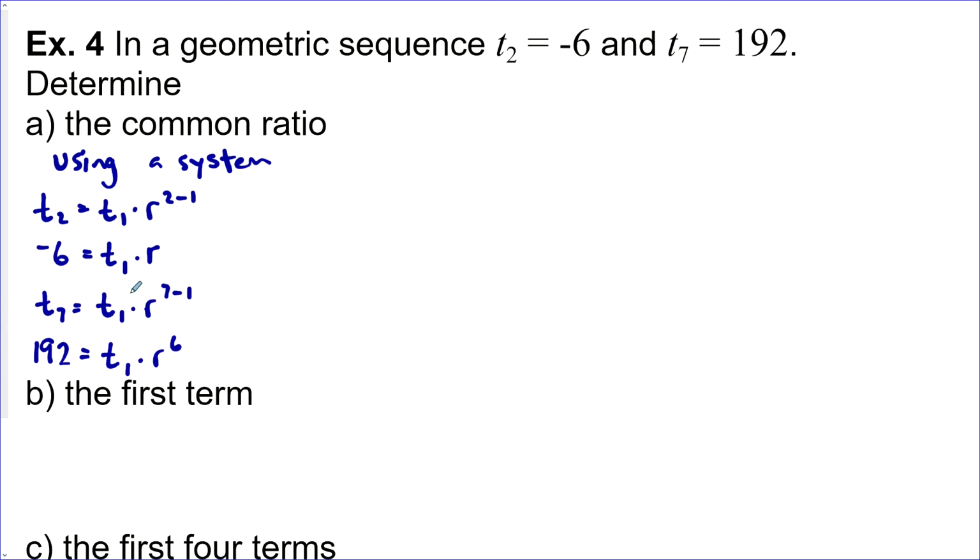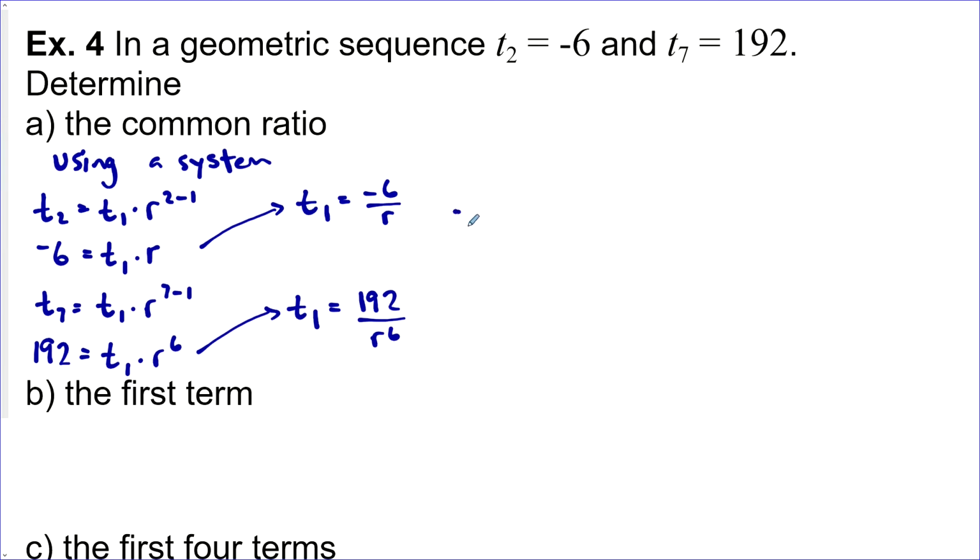Now you notice that we have a t1 here and a t1 here, so it might be easiest to use substitution, solve for t1 in both these equations, and set them equal. So this one I'm going to bring up here, and this one up here. So t1 is equal to negative 6 divided by r, and this t1 is equal to 192 divided by r to the power of 6. And now I'm going to set them equal to each other because they're both equal to t1.